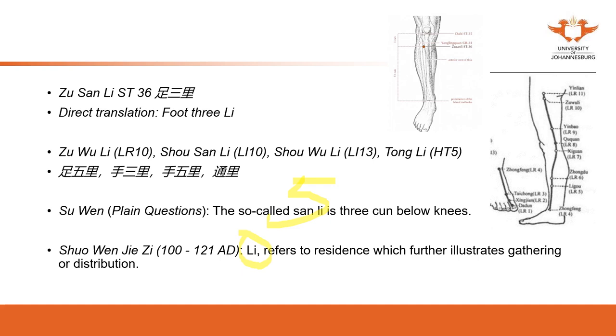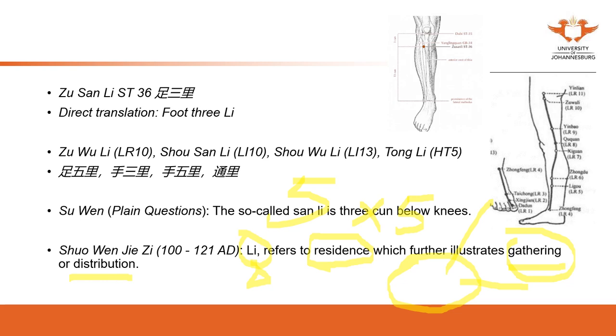Five neighbors, we call it Li. So 5 times 5 is 25 families. When 25 families gather together, we call it Li. So as you can see from this clause, Li refers to residents. Residents means people gather together, a small village or small town. People gather in a village or town, and then this village or town can also distribute to other villages or towns. So that's why Li can be further illustrated as gathering or distribution.